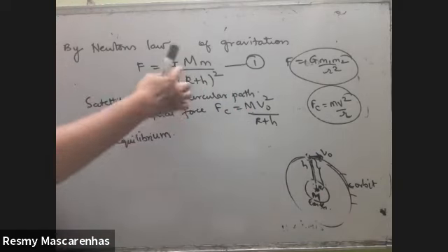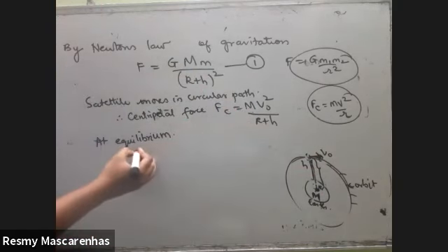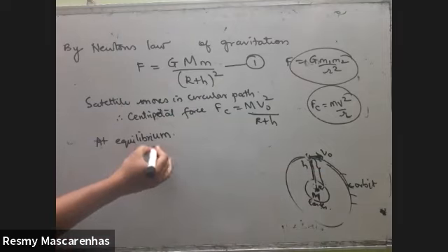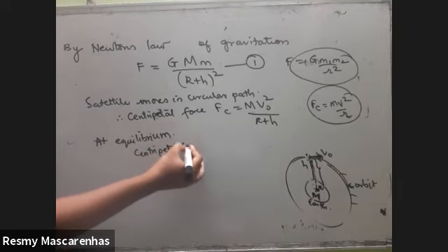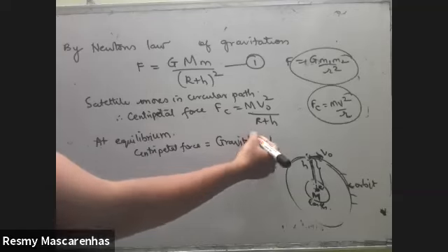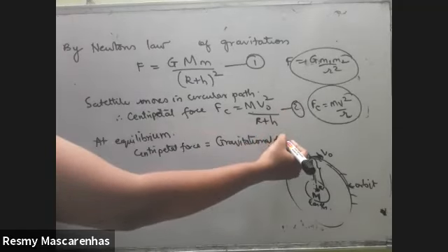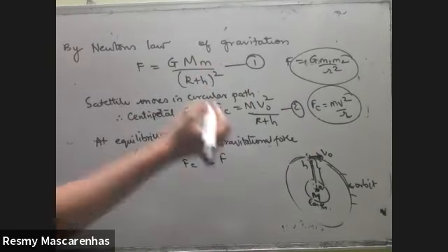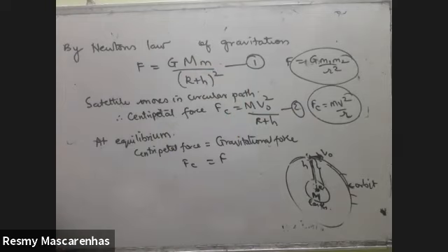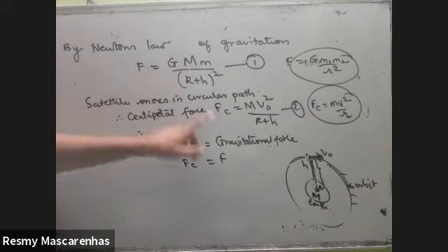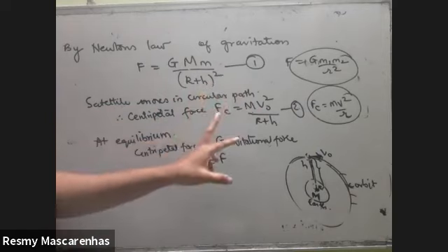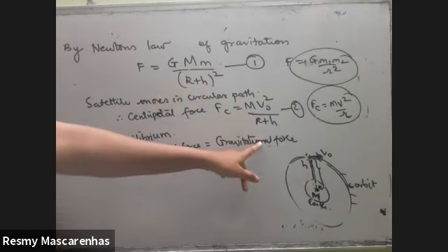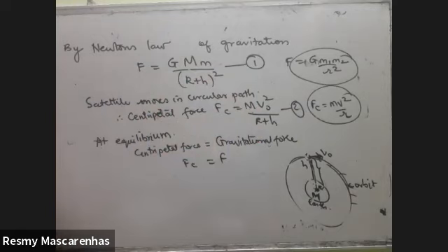So at equilibrium, that is when you have to maintain the orbital path, your centripetal force should be equal to your gravitational force. You can mark this as equation 2. So this should be equal to this. So substitute this one here. The other way also you can write: gravitational force equals centripetal force. Whichever way you write doesn't matter.